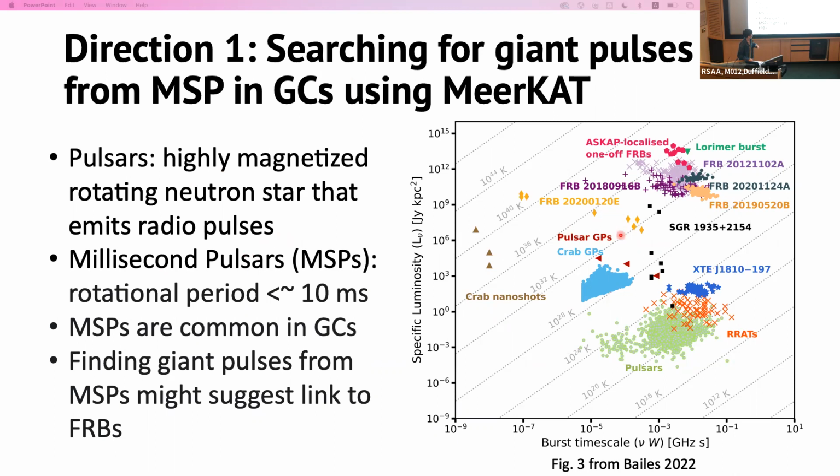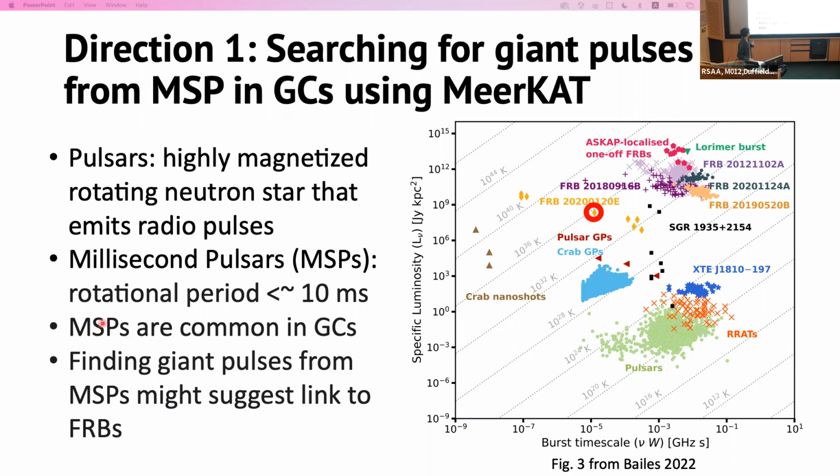From this figure right here, you can see that this FRB is the FRB I was talking about in the last slide, which was localized in a globular cluster. And you can see giant pulses from pulsars are actually here. So the only difference between them, you can say, is just the luminosity difference. Fast radio bursts are much brighter, like a 4 to 6 orders of magnitude difference in luminosity.